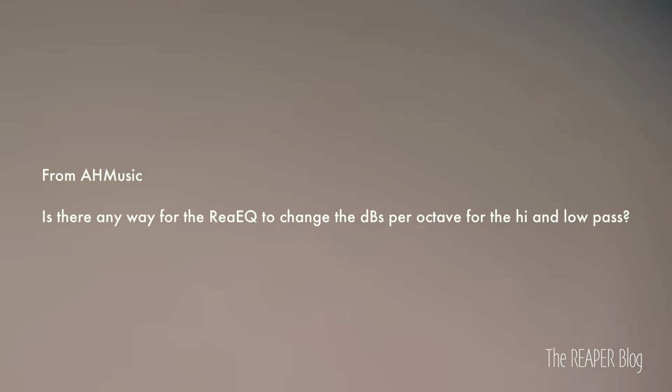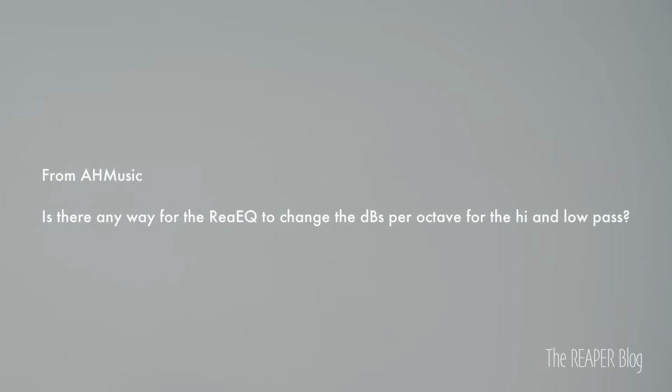Age Music asks, is there a way for ReaEQ to change the decibels per octave for the high and low pass? Yeah, it's actually really simple. You just add in a second filter with the same settings as the first, and that doubles your steepness.